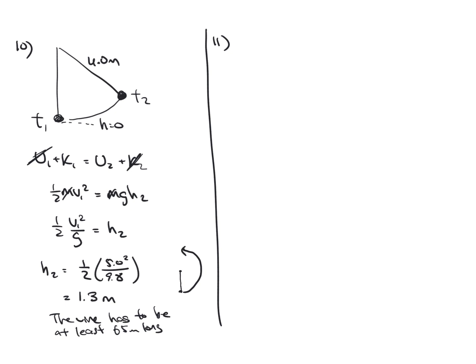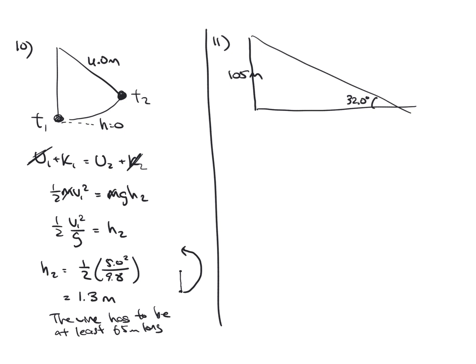Number 11. A novice skier starting from rest slides down a frictionless 32-degree incline whose vertical height is 105 meters. How fast is she going when she reaches the bottom? Okay, so I'm going to draw myself a picture. I'm going to have a 32-degree incline. It's 32.0 actually, they say. The vertical height was 105.